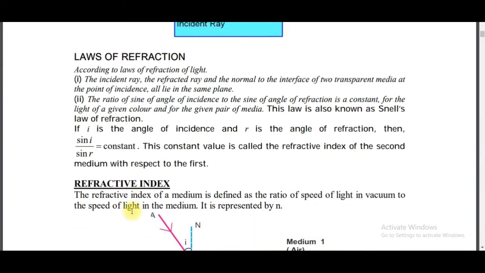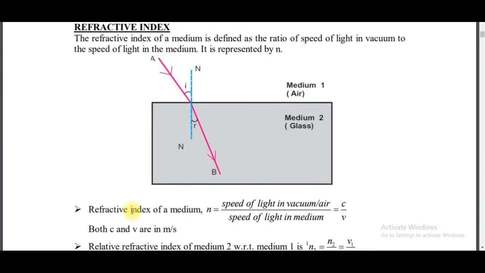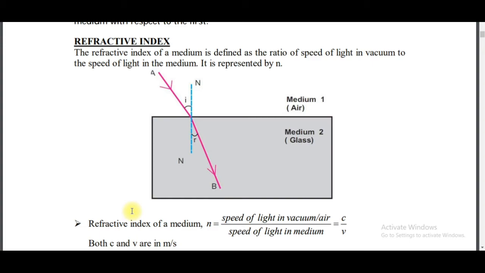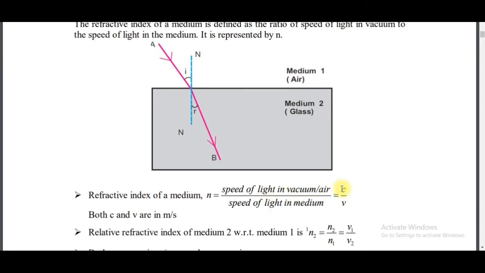So we came across a new word called refractive index. What is this refractive index? The refractive index of a medium is defined as the ratio of the speed of light in vacuum to the speed of light in the medium. Means any light ray, if it is traveling from air to an optically denser medium, then the ratio of the speed of light in vacuum, given by c, obviously a constant, to the speed of light in the medium. What is the speed of light in the medium? They will be giving it to us. When we calculate the ratio c by v, we get the refractive index of that medium, denoted by n. Both c and v are in meters per second, so obviously there will be no SI unit.